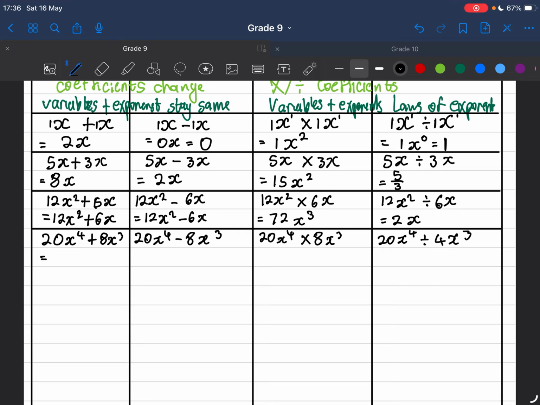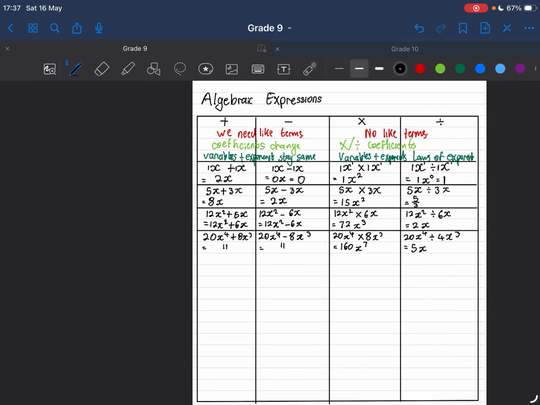So 20x to the power 4 plus 8x to the power 3, that can't change. They can't be added, so just write them down. Then 20x to the power 4 minus 8x to the power 3 can't change, bring it down. 20x to the power 4 times 8x to the power 3, 20 times 8 is 160. X to the power 4 times x to the power 3 is x to the power 7. And then you've got 20 divided by 4, which is 5, x to the power 1. All right.